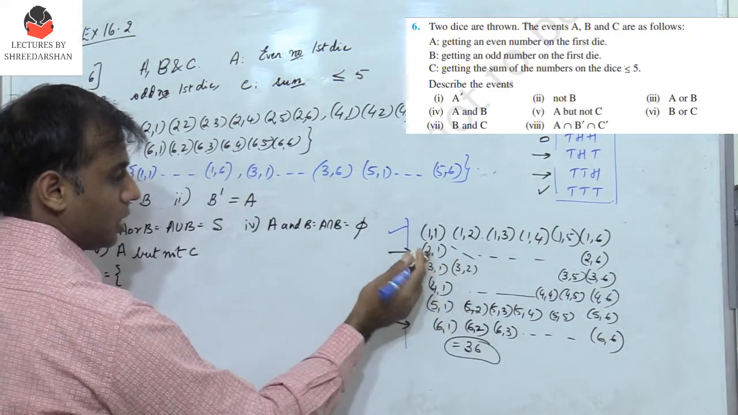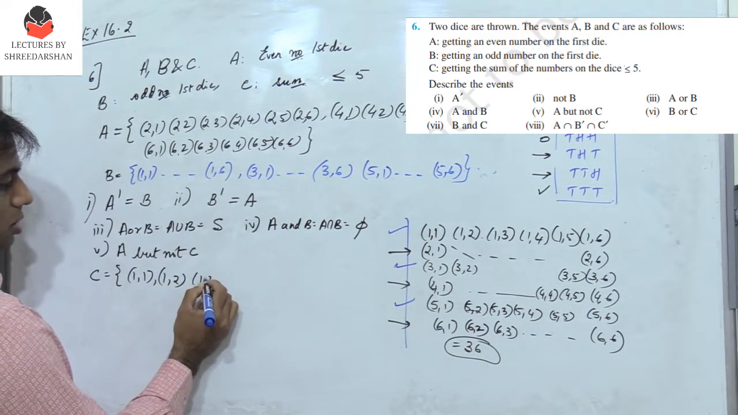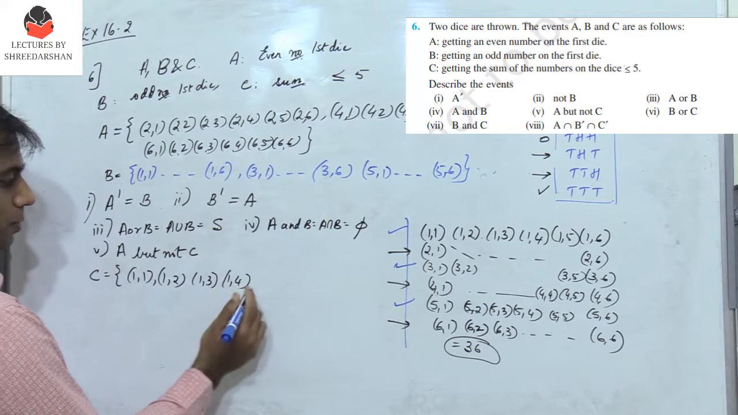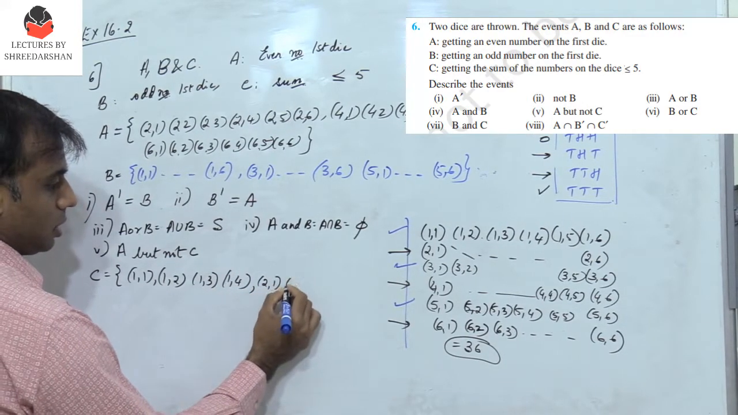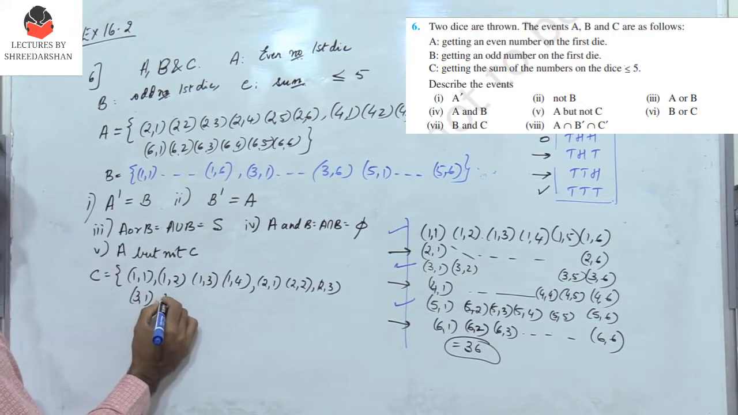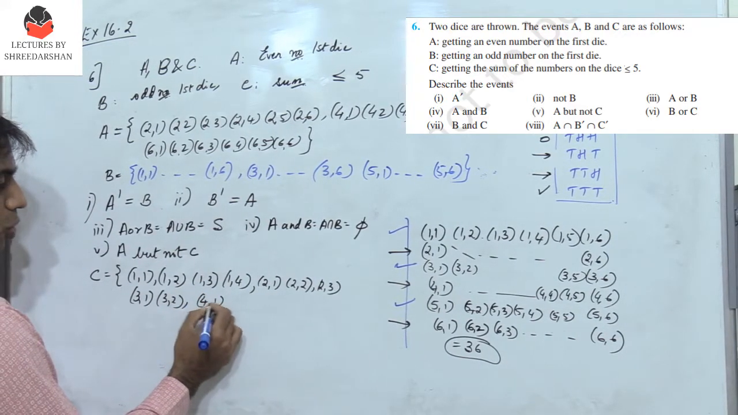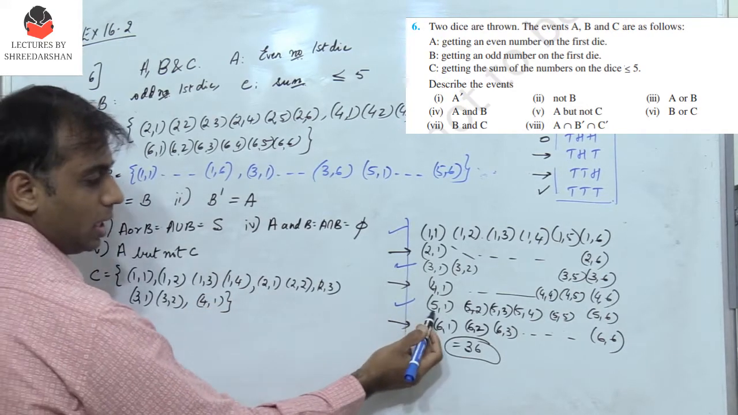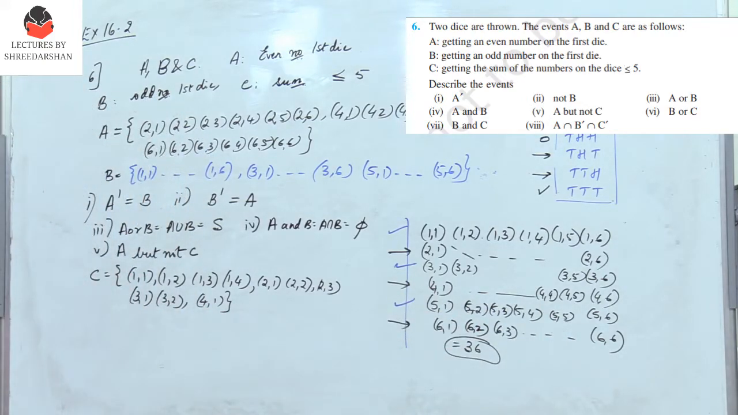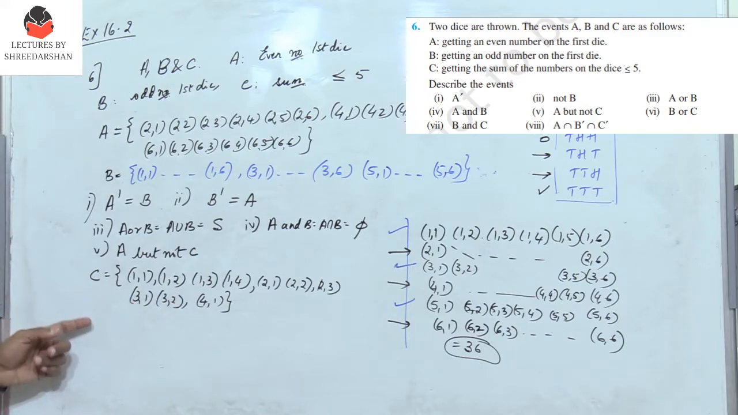So I check. Here 1 plus 1 is 2. So I have the first one, 1, 2, 1, 3 and 1, 4. So up to 5, less than or equal to 5. So I have 1, 1 to 1, 4. In the second row, I would have 2, 1, 2, 2 and 2, 3 up to 5. Next, in the third row, I have 3, 1, 3, 2. So this is 5. 3, 3 would be 6, so it is not included. Next one, 4, 1 is 5. What about the element in the fifth row? 5, 1. 5 plus 1 is 6. So none of the elements in either row 5 or row 6 will be an outcome in C. So I have these.